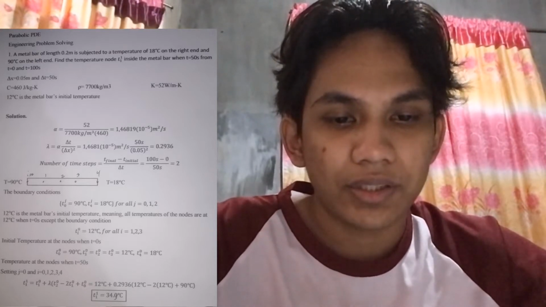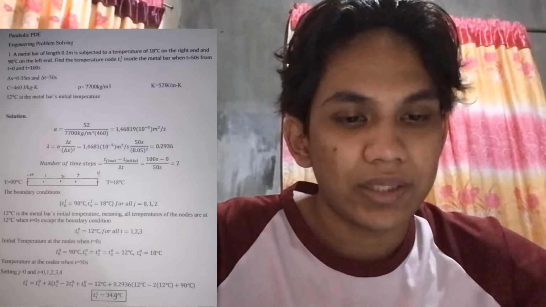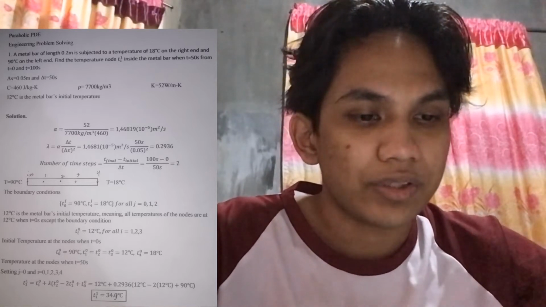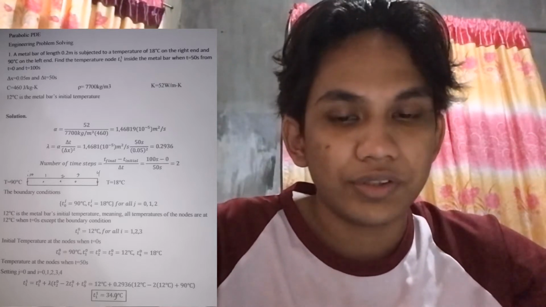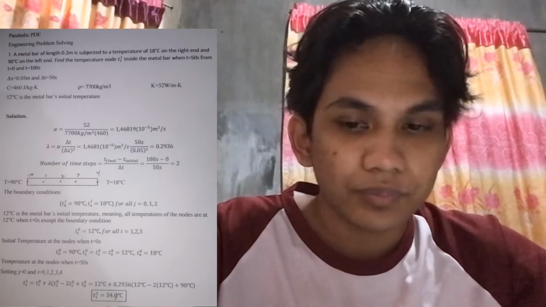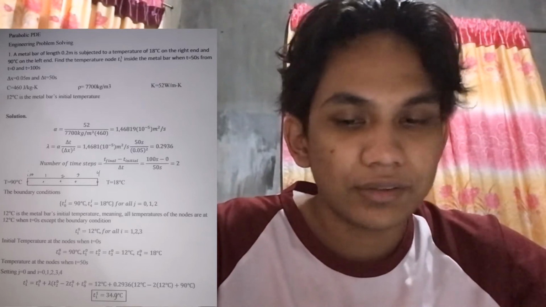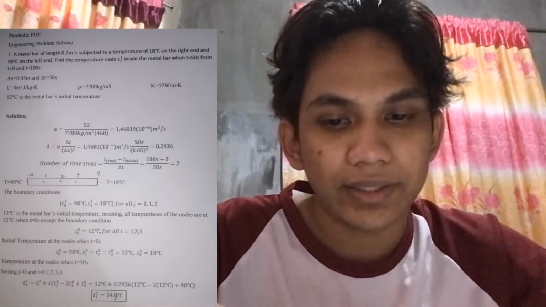Find the temperature at node 1 and time 1 inside a metal bar when time is equal to 50 seconds, from the range of time equal to 0 to time equal to 100 seconds. For the change in location, we have 0.05 meter, and for the change in time, we have 50 seconds.